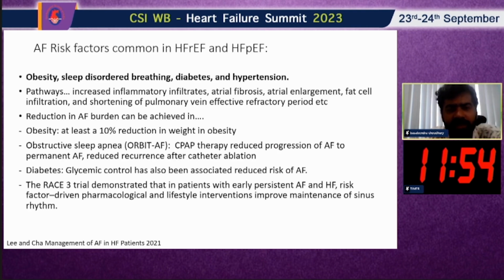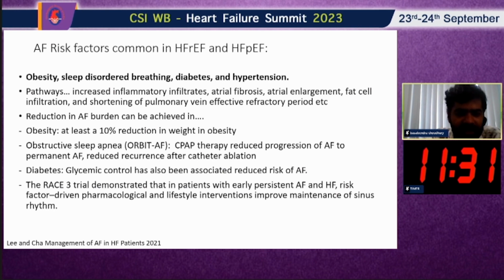Now, atrial fibrillation risk factors common in both phenotypes, HFrEF and HFpEF: obesity, sleep disordered breathing, diabetes, hypertension. Several pathways are suggested. Important ones are atrial fibrosis, infiltration with fat cells, shortening of pulmonary vein effective refractory period, which leads to the predisposition of these patients to develop AF.